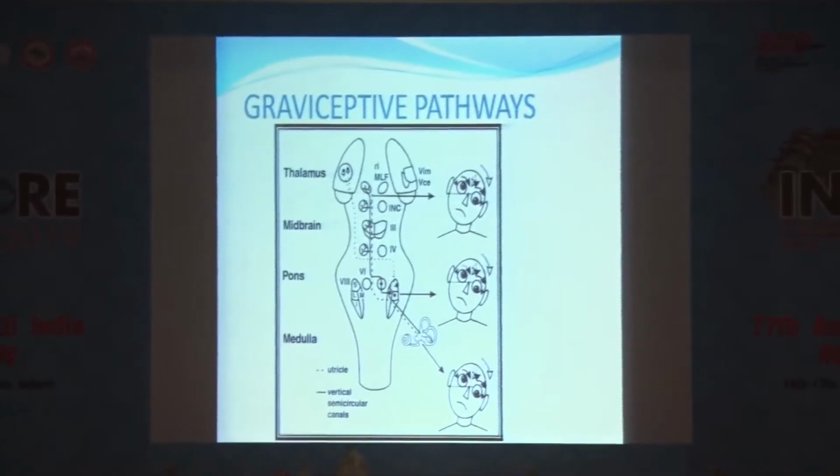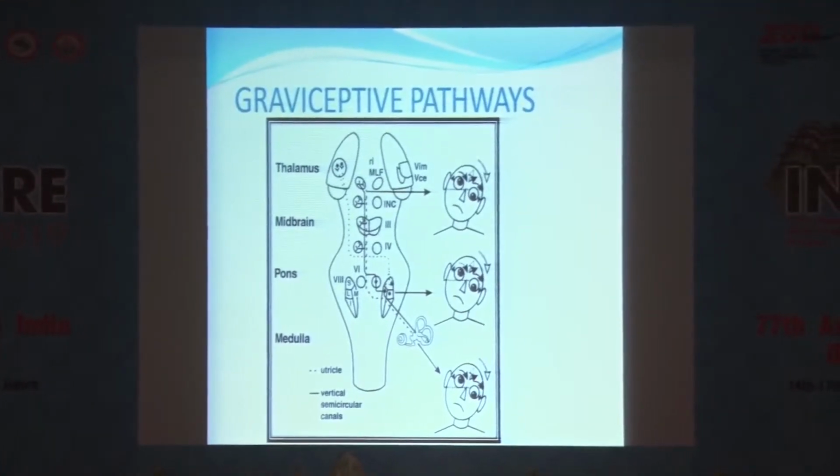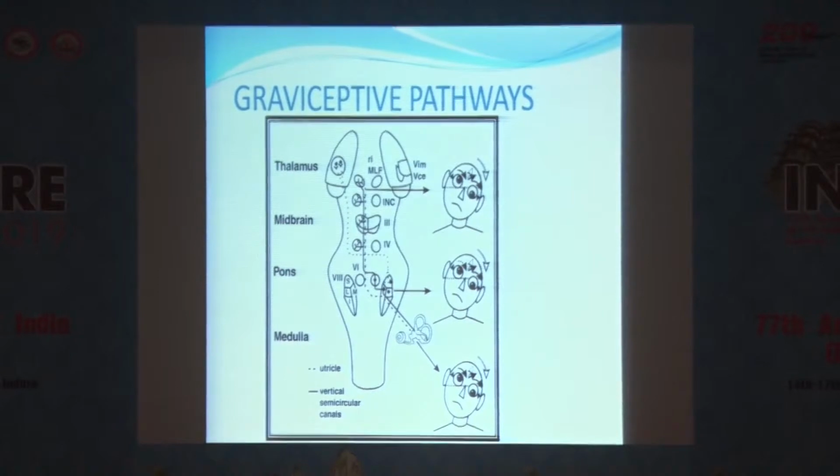This is showing the graviceptive pathways from the vestibule up to the vestibular nuclei, crossing at the level of the sixth nerve nucleus to the opposite side, ascending in the MLF till the RIMLF, and INC is nearby, and third nerve and fourth nerve are there. So this is the pathway. Any lesion anywhere can give rise to a problem.